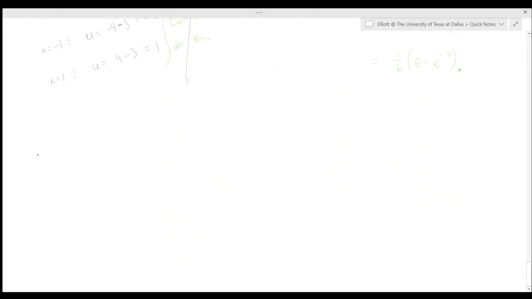Okay, so let's see, number 7. So we've got the indefinite integral, 4 plus 2 ln 3x, then over 5x dx.